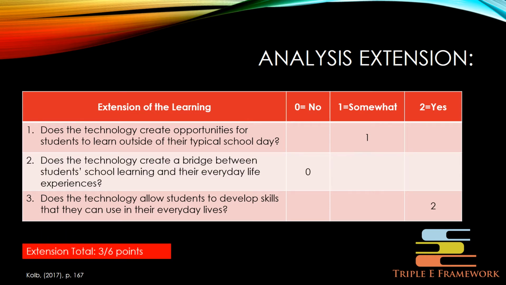Overall, the extension total is 3 out of 6 points. The technology used within the lesson is slightly related to the students' everyday life. They would be able to use parts of the technology if they have a good experience with the technology.